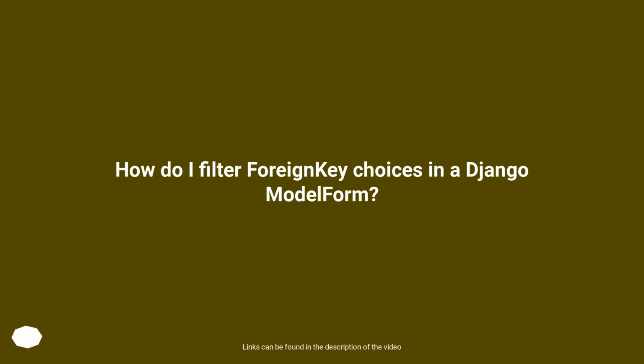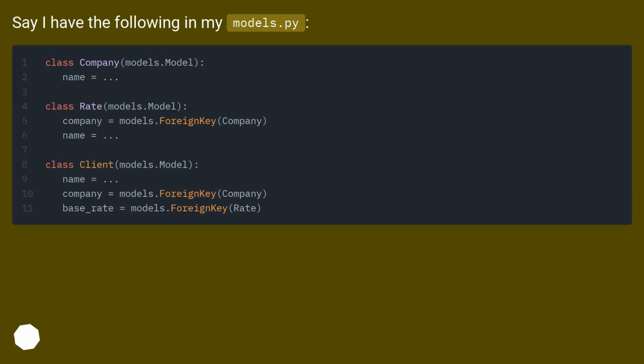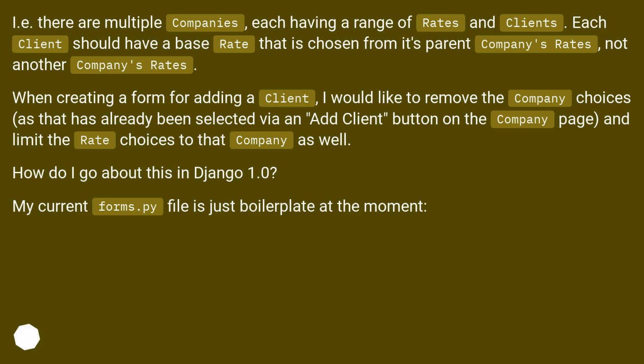How do I filter foreign key choices in a Django model form? Say I have the following in my models.py, i.e. there are multiple companies, each having a range of rates and clients.